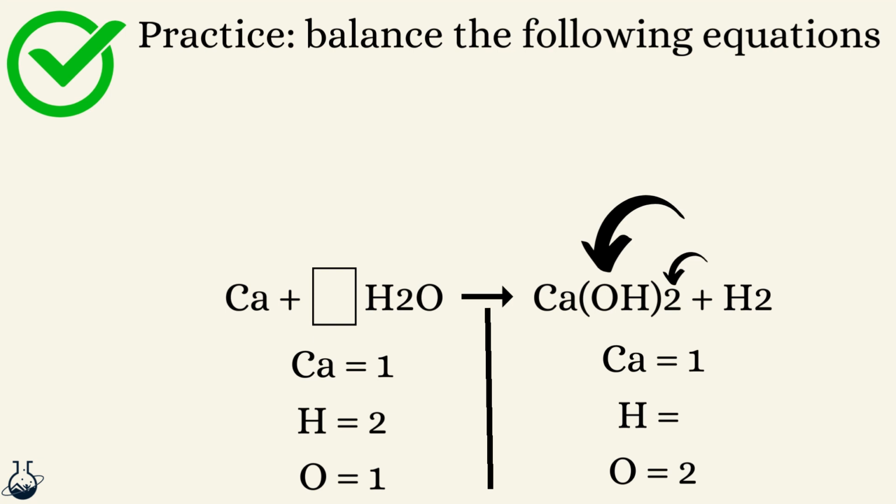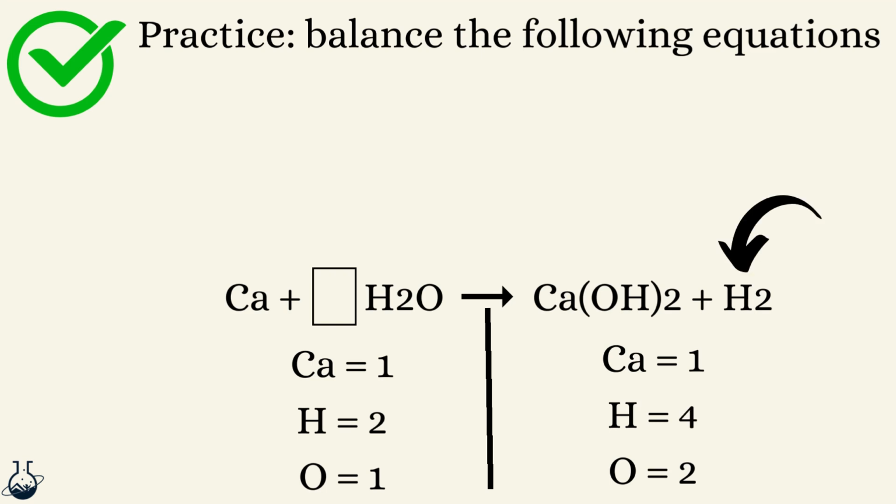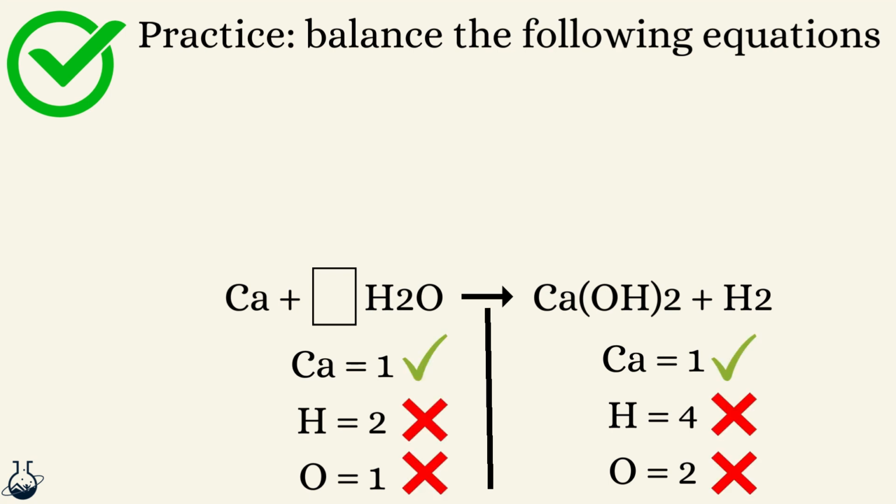In this case, there is a number 2. So I have 2 lots of 1 oxygen, which is 2, and 2 lots of 1 hydrogen, which is also 2. And finishing off with another 2 hydrogens, so this brings me up to 4 hydrogens. Counting up both sides shows calciums are in balance, but the others are not.